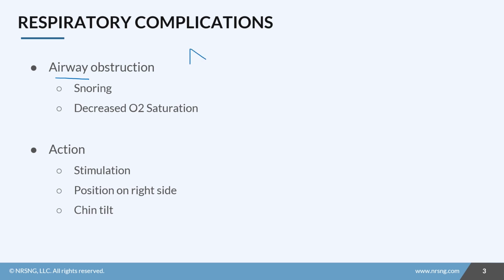Airway obstruction is one of these complications we watch for. Sometimes, guys, because of muscle relaxants and anesthesia, the patient's own tongue obstructs the airway. Because of this, the patient might snore and they might start to desaturate. We will stimulate the patient, position the patient on the right side, which is the recovery position, as it moves the tongue forward and opens the airway, or possibly do a chin tilt.